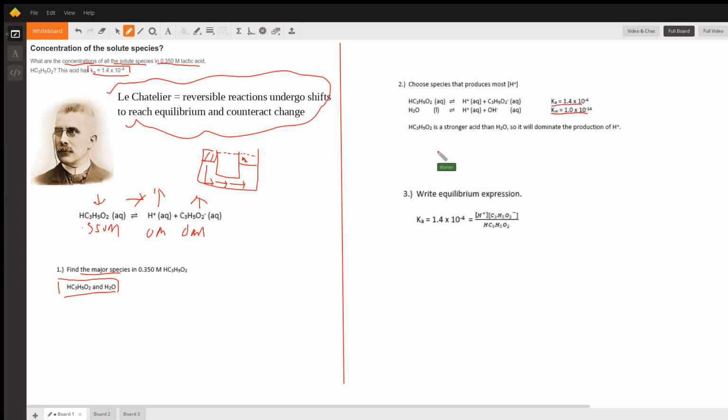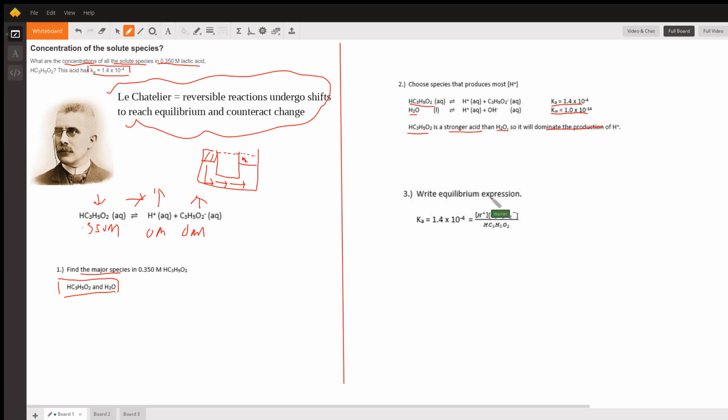or just through inference. Because lactic acid is going to be much more acidic than water, which has a pH of 7. Lactic acid is going to be around maybe a pH of 4 or 3 tops. So it's going to be much more acidic than water. You can also look at the Ka values, because the K values tell us that this is going to be much more acidic compared to a K of 1.0 times 10 to the negative 14. So the lactic acid is going to be a stronger acid than water, so it's going to dominate the production of hydrogen.